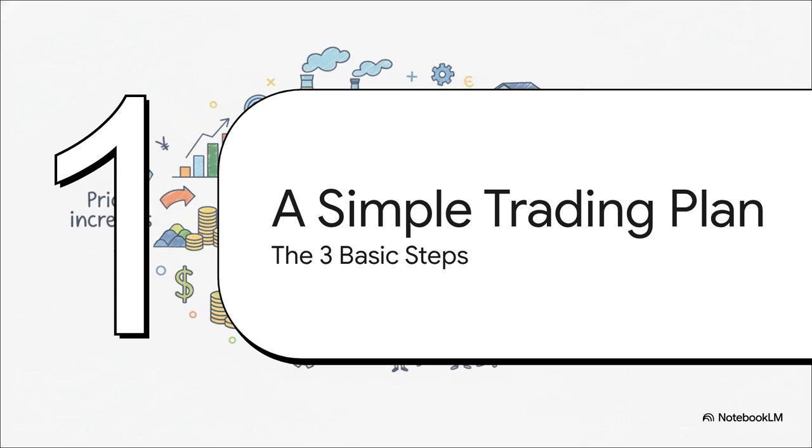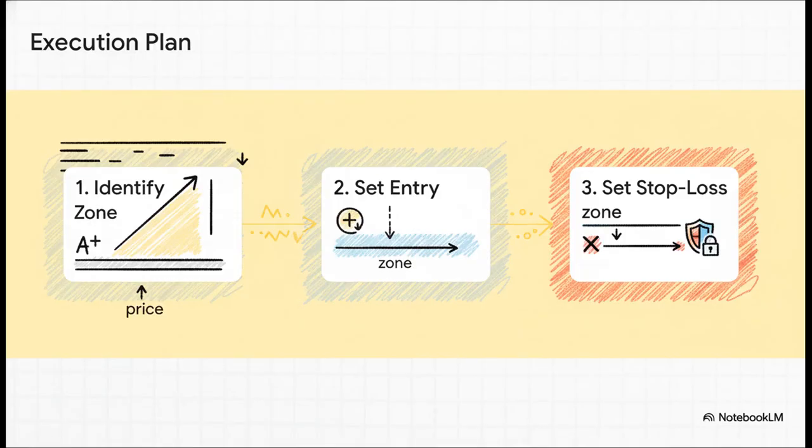Here is a super simple 3-step plan you can use to start trading these zones. Okay, 3 steps. Step 1, you've got to find a fresh zone. That means a clean basing area, an A-plus move away, and, this is key, price has not come back to it yet. Step 2, set a limit order right at the edge of that zone. This lets the trade come to you. And step 3, the most important step of all, set your stop loss. You put it just on the other side of the zone to protect yourself if you're wrong.